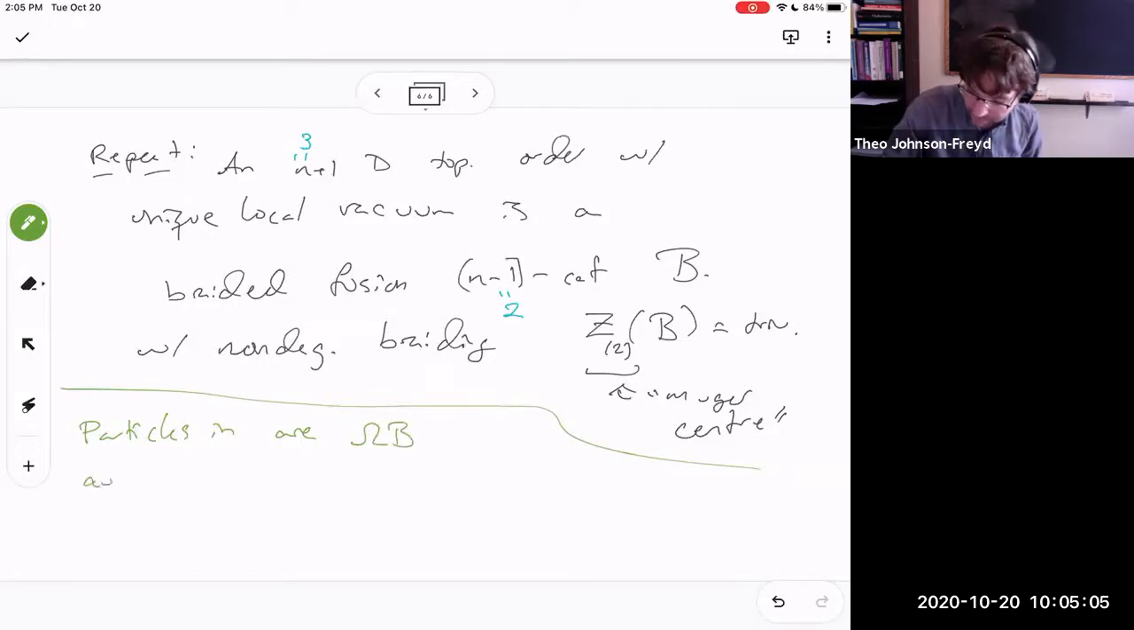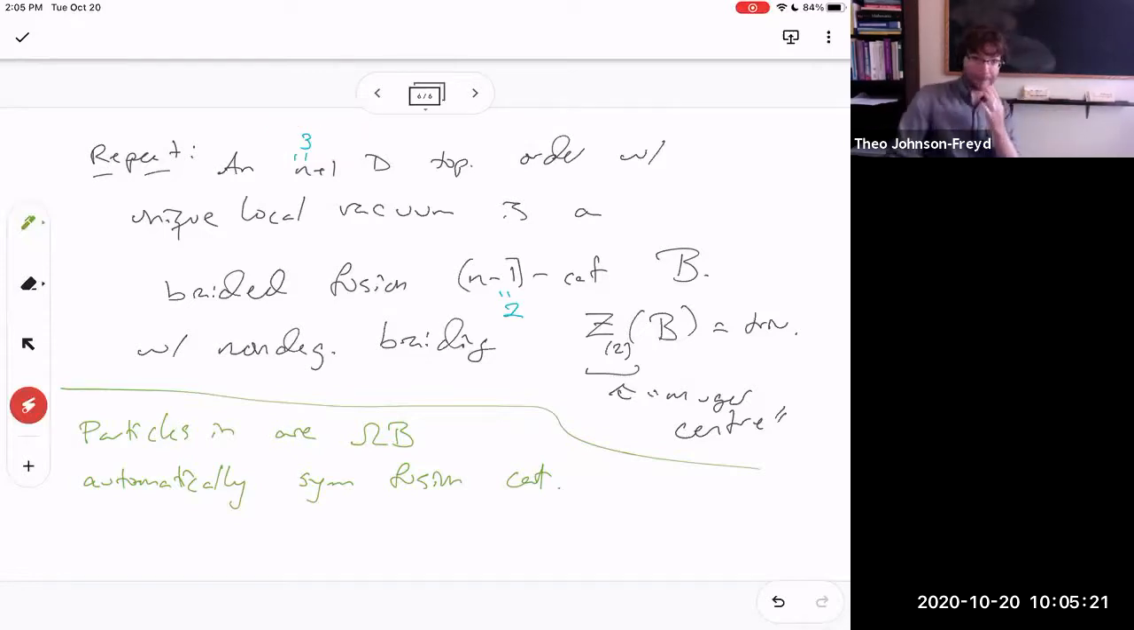So this is automatically a symmetric fusion category, because I'm in 3D. And I said I wanted a unique non-trivial particle, so now there's an exercise for the audience. How many symmetric fusion categories are there with only one simple object other than the identity? Of course there's the identity object, but how many are there with only one simple object other than the identity?